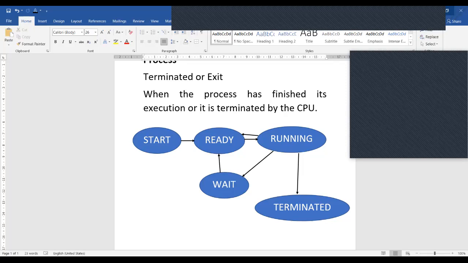Shubhangi Sheth, roll number 8. Because it is process life cycle. Yes, that is okay that it is process life cycle, but what I am asking is that there is a two-way arrow from ready to running and again from running to ready. Why is it so?